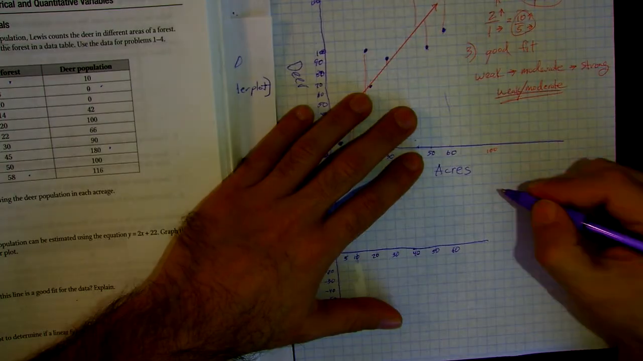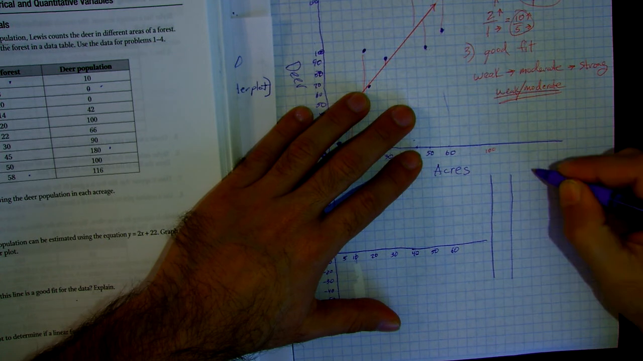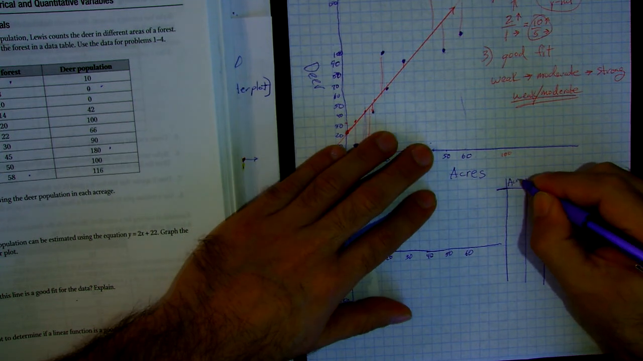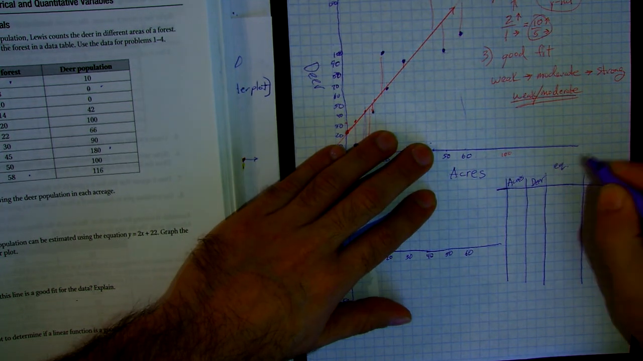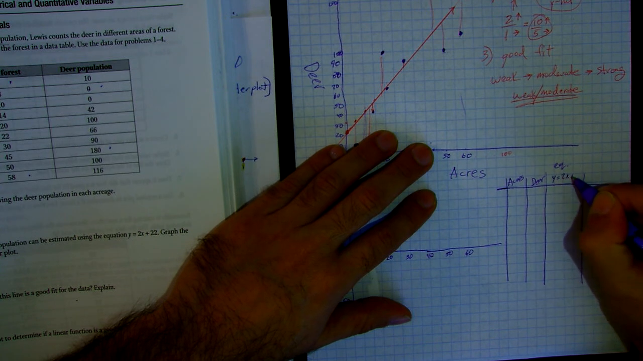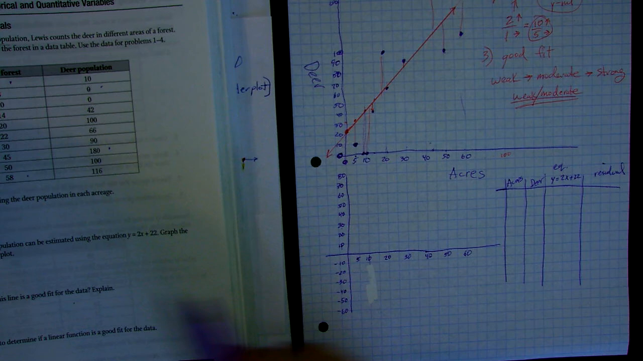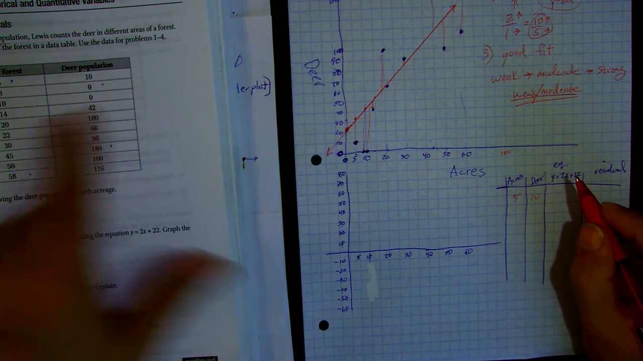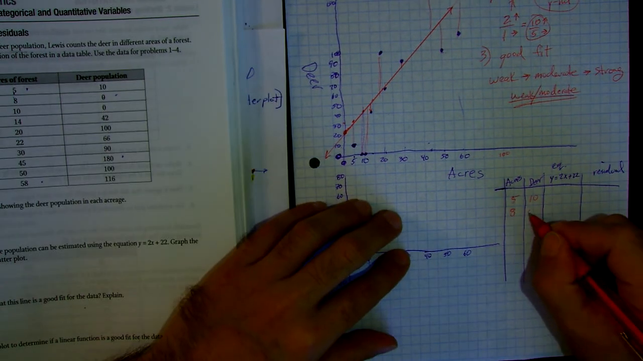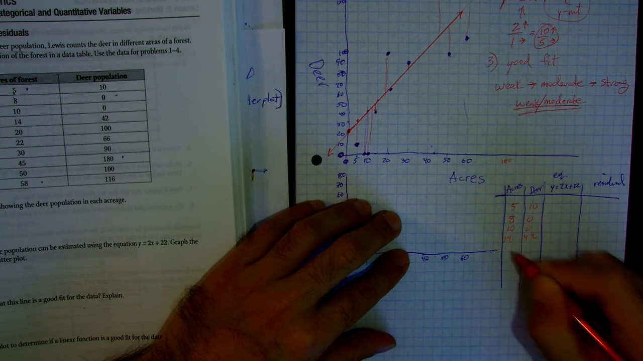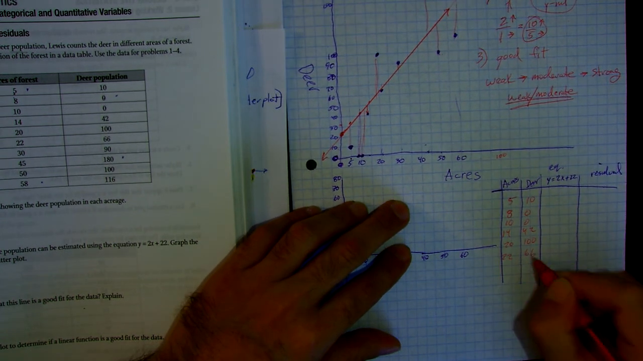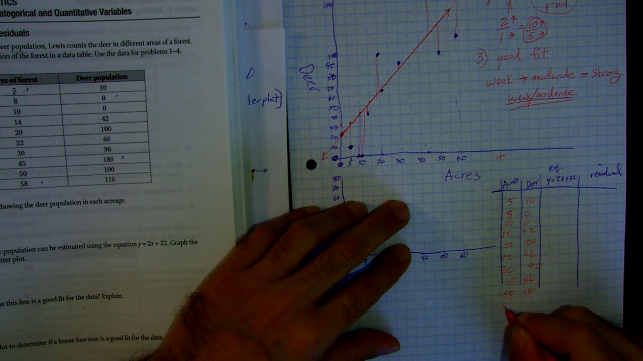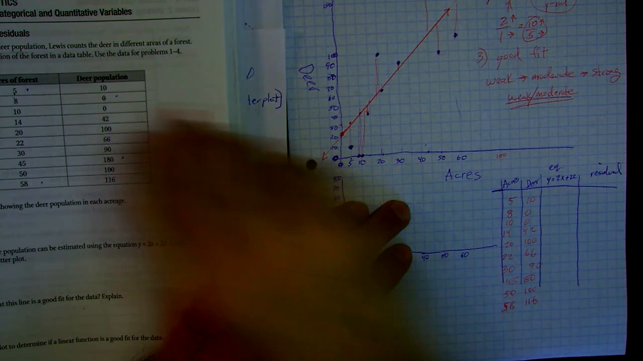All right, next, let's make our table with four columns. This one is acres, this is deer, this is our equation, 2x + 22, and this is our residual. We already know some things here. We already know that there's 5 acres and 10. We're just putting this chart over here to help us with this process. 10, 0, 14, 42, 20, 100, 22, 66, 30, 90, 45, 180, 50, 100, 58, and 116. All right. That's our table.